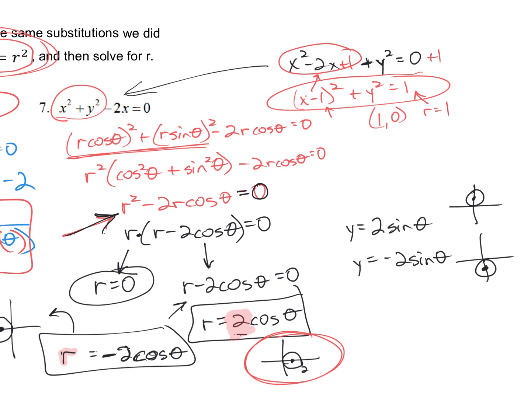Now, if you want to move the circle off the axis, it gets way more complicated in polar. But a circle on a polar axis like this, these are pretty simple.